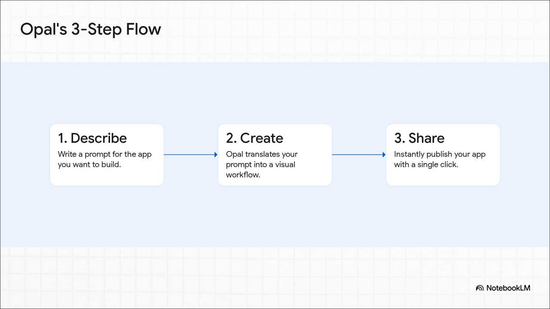First, you describe what you want. You write a prompt like, "Make me an app that generates a cover letter." Then, Opal does its magic and creates a visual workflow. You can actually see the logic laid out. And finally, you just hit share, 1 click, and your app is live. It's an incredibly direct path from an idea in your head to something people can actually use.